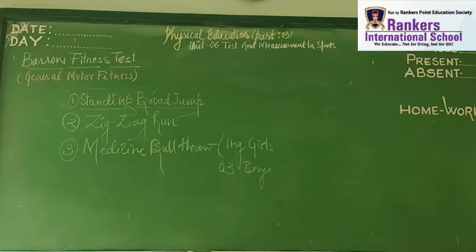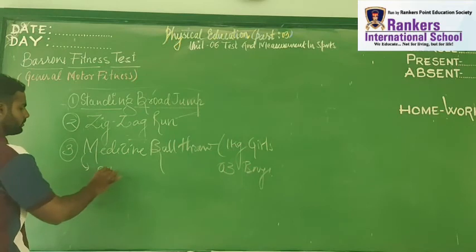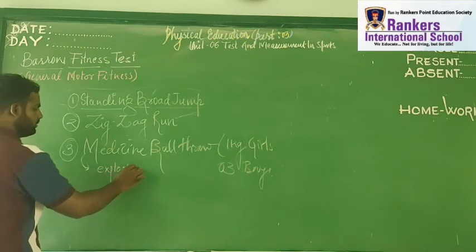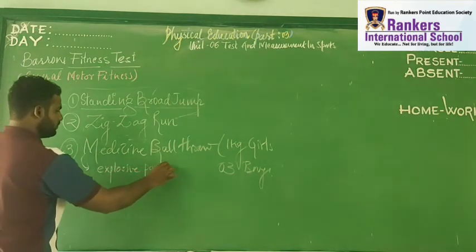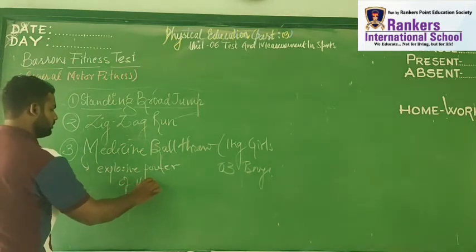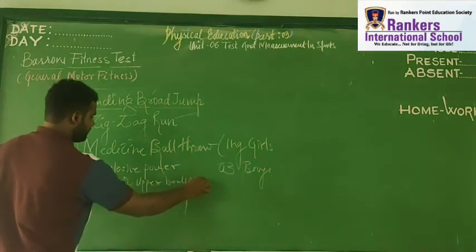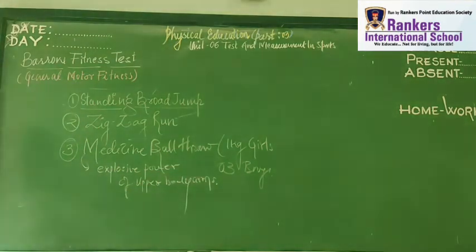Right? So it measures the explosiveness of the upper body. It measures the power and explosive strength, the explosive power of the upper body arms. So what does it measure? The medicine ball throw measures the explosive power of the upper body arms.